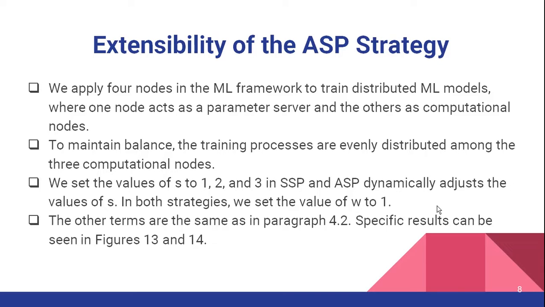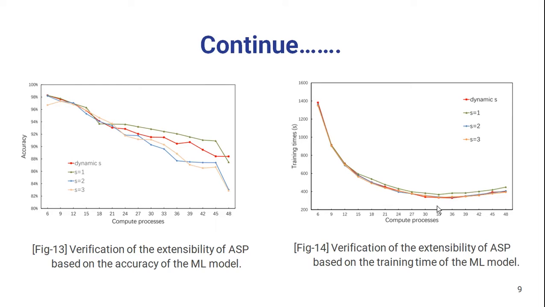This time we set the value of w to 1, and the other parameters are the same as in section 4.2. The specific results are shown in figures 13 and 14. Figure 13 is based on the accuracy of the ML model, and figure 14 is based on the training time of the ML model.